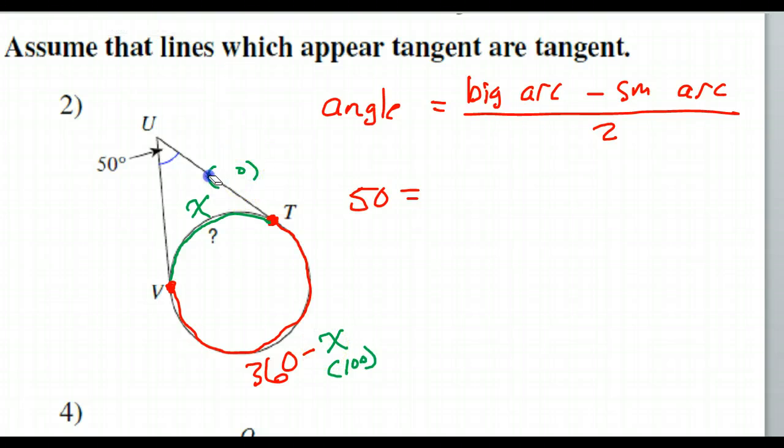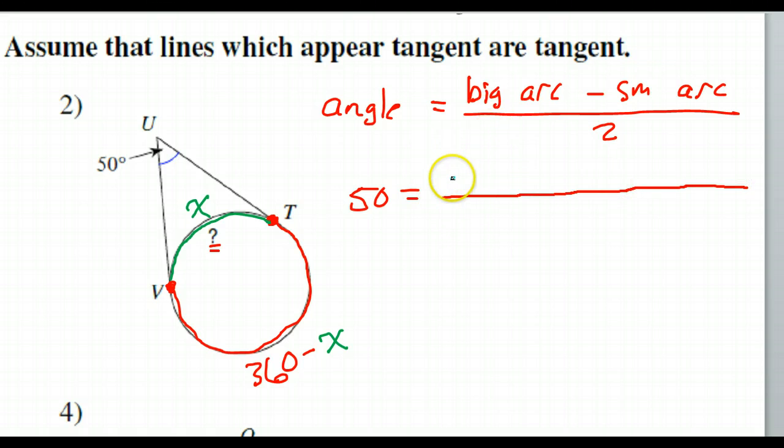So the point of that is now we can go forward with setting up the equation. Big arc minus small arc divided by 2. And if we solve for X, then we will have found the thing that we are supposed to find, the question mark. So it's going to be like this, ladies and gentlemen. The big arc is the red, so that is 360 minus X. Now minus, okay, divide. So here I go.